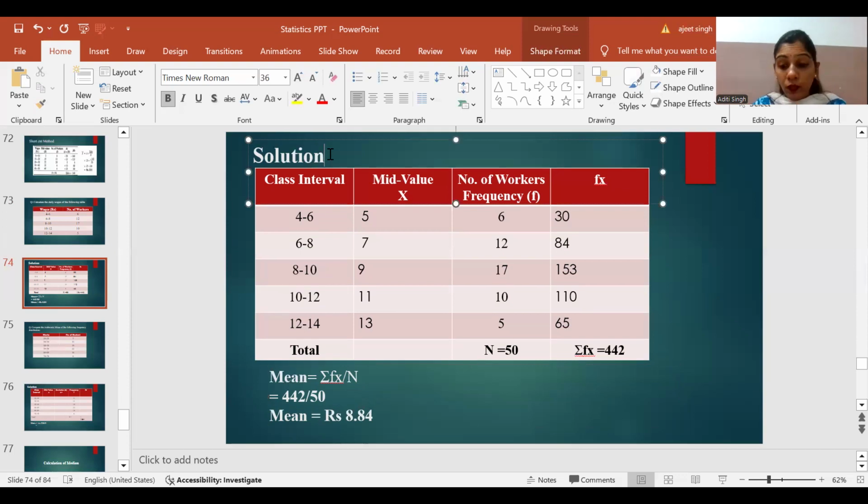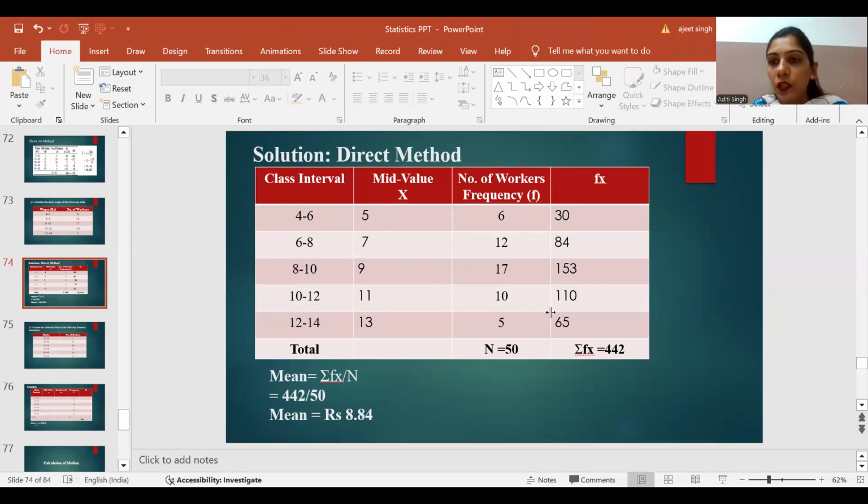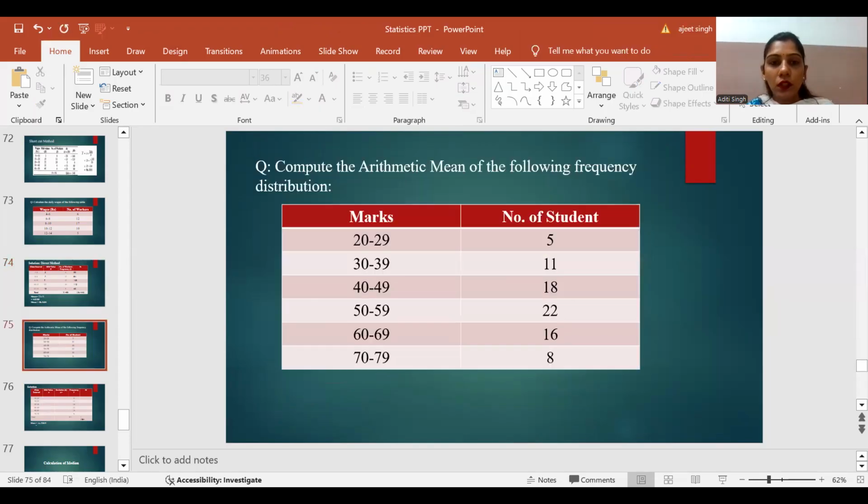So this is how we calculate the mean under the continuous series with the direct method. In this we have calculated mean with the direct method. Now let's move towards the next question.